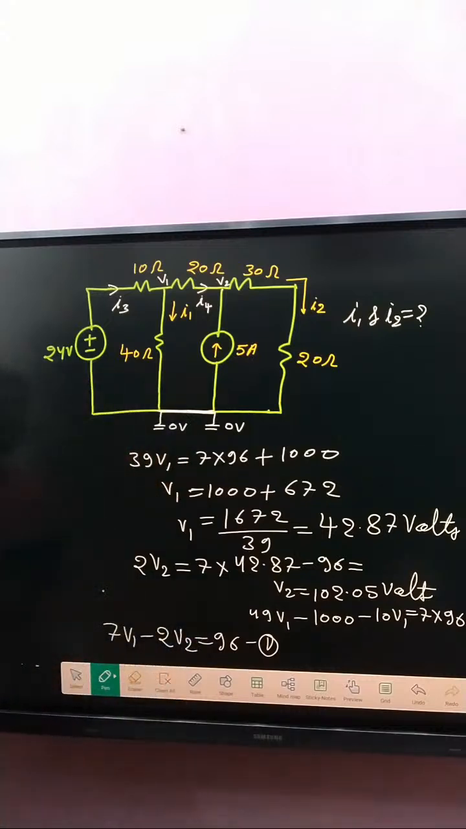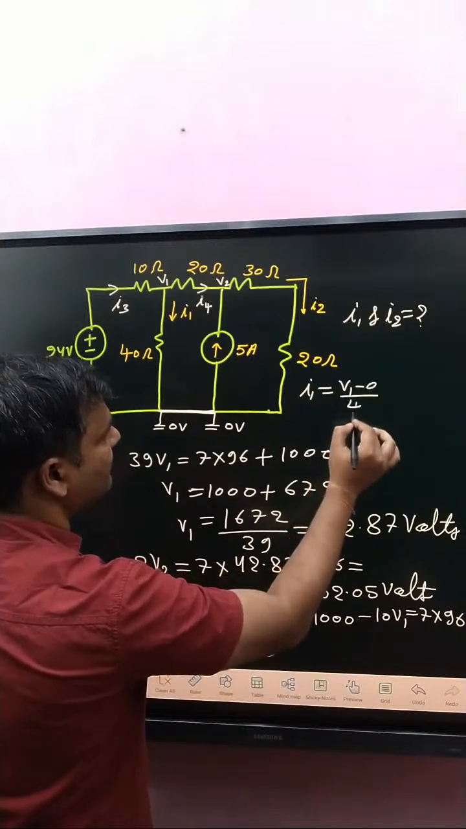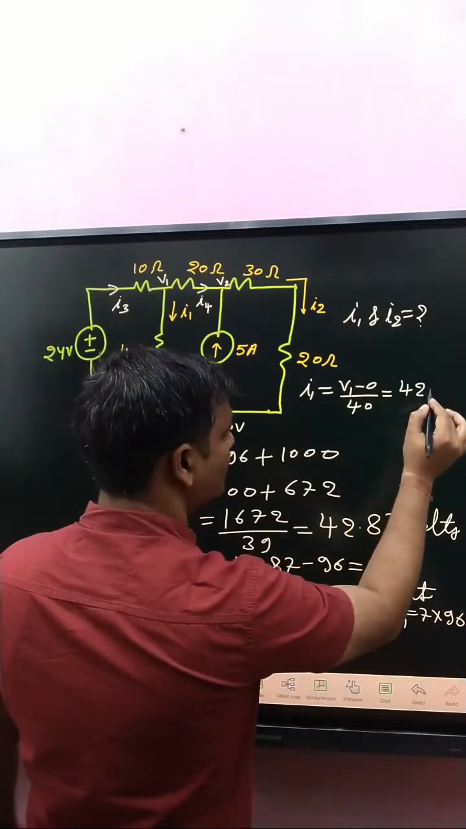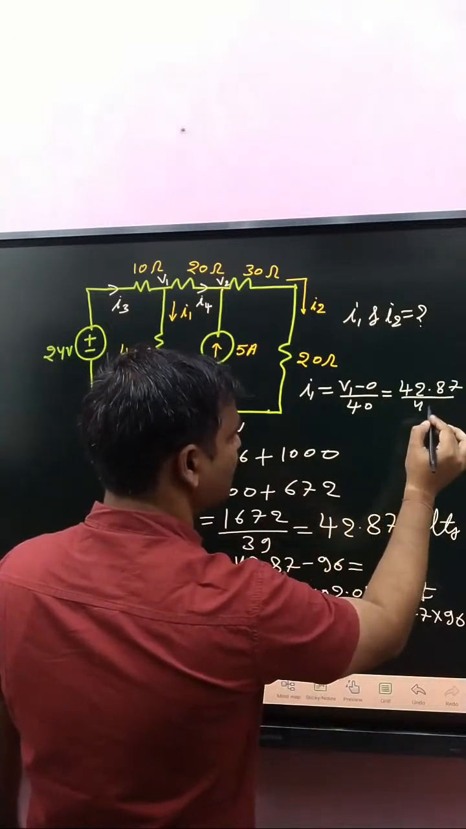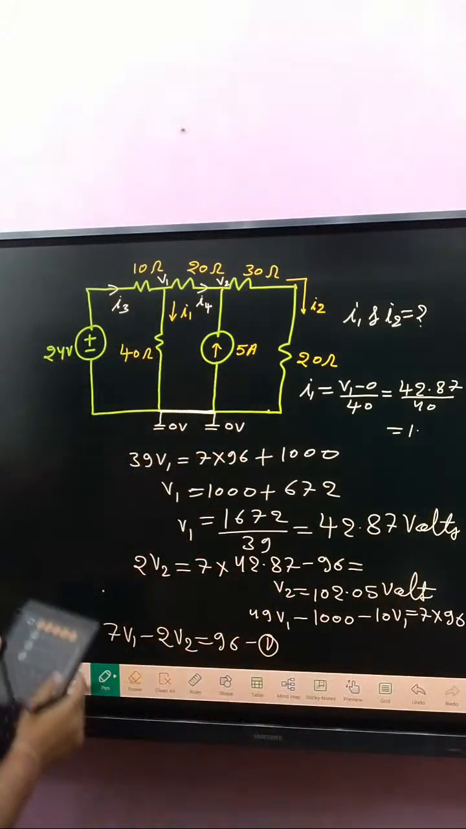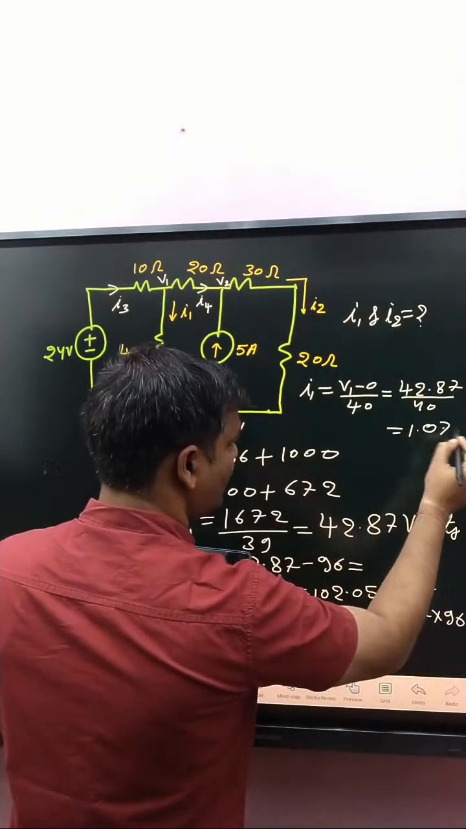So what about I1? I1 is how much? I1 is V1 minus 0 divided by 40. So V1 is 42.87 divided by 40. That is how much? 1.07. 1.07 ampere.